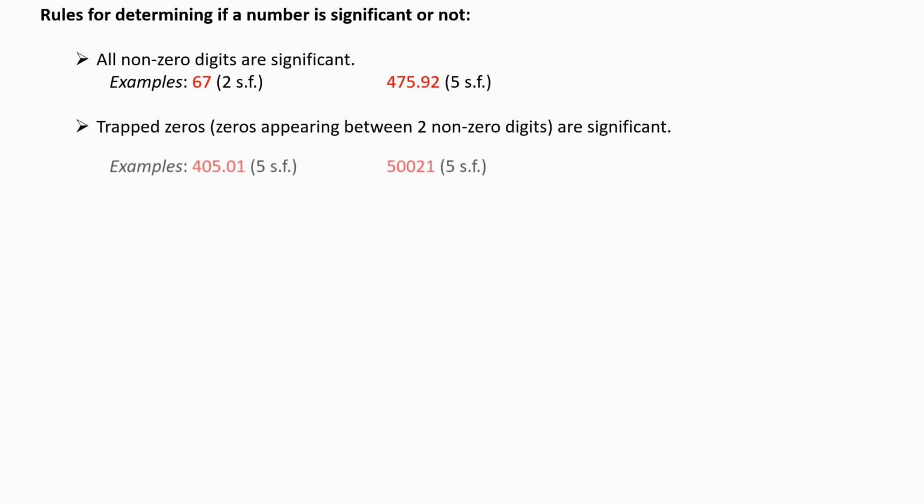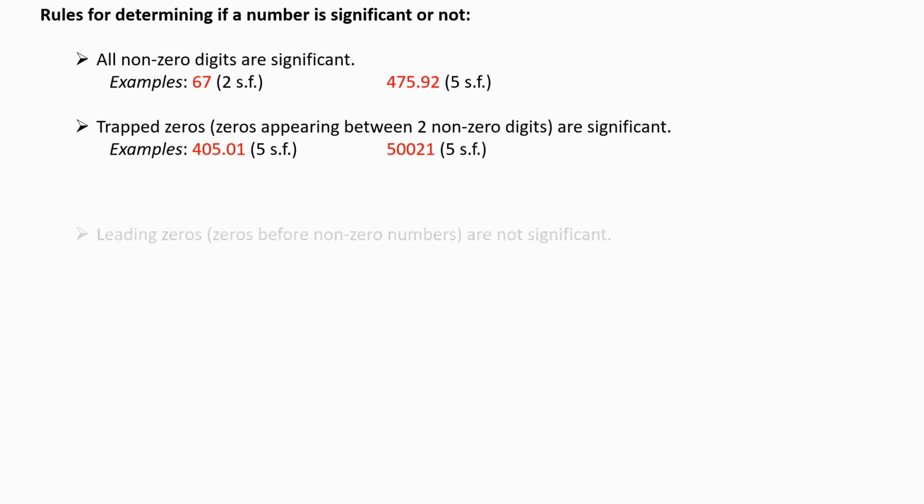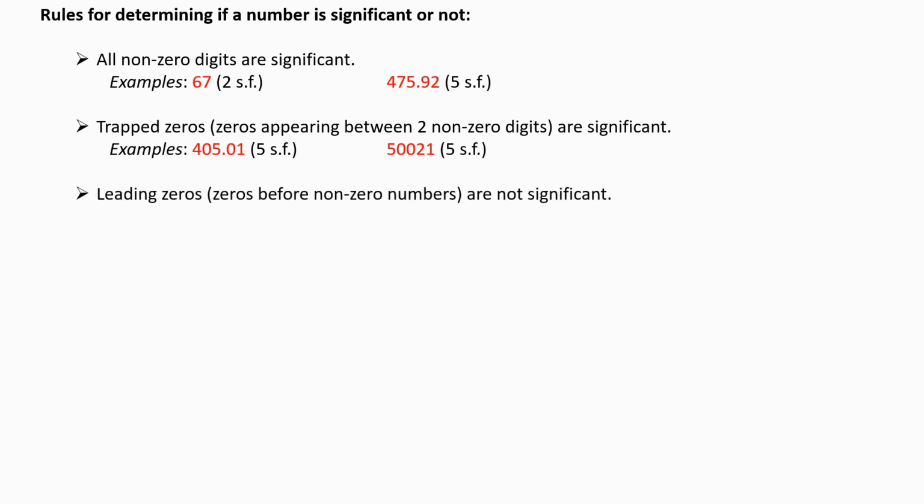For example, 4.0501 is a number to five significant figures. So it means the trapped zero between 4 and 5 and the trapped zero between the decimal point and 1 are significant. Then 50,021 is a number written to five significant figures. Rule 3, leading zeros, that is zeros before non-zero numbers, are not significant. The zeros before a non-zero number are not significant.